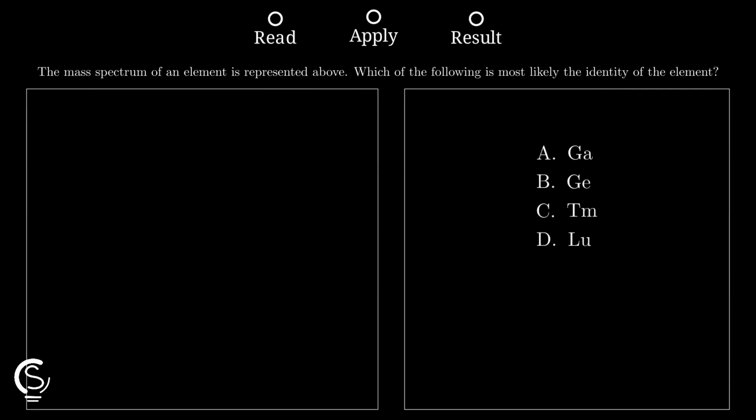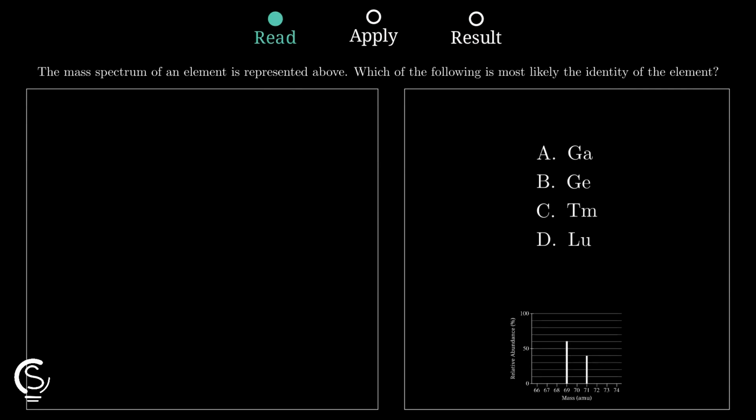First, look at the peaks on the graph. We see 2 distinct isotopes at mass 69 and 71. These peaks represent the different versions of the atoms in our sample.